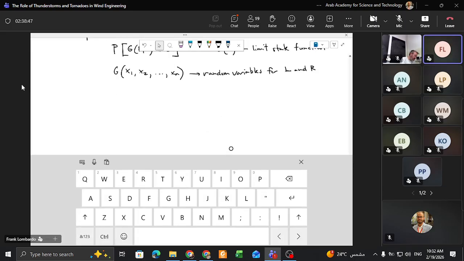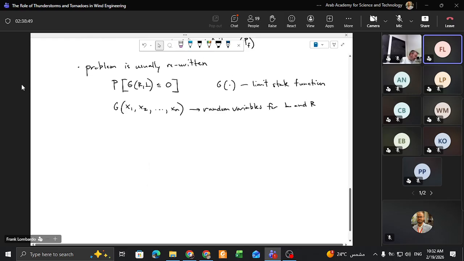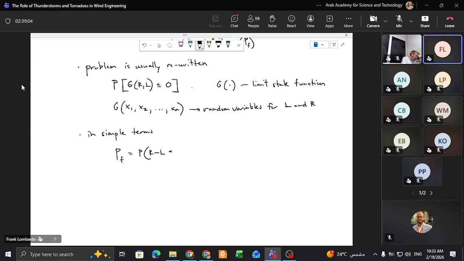Okay, so a little bit more complex. In simple terms, the probability of failure is really just the probability that the resistance minus the load, again, is less than or equal to 0.